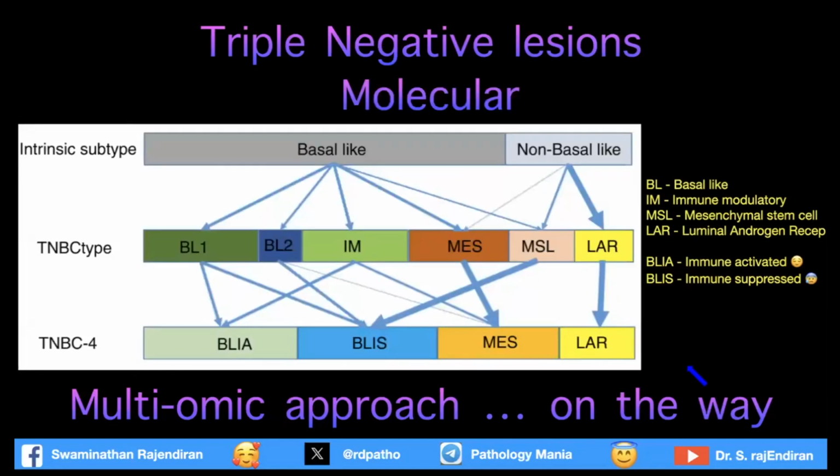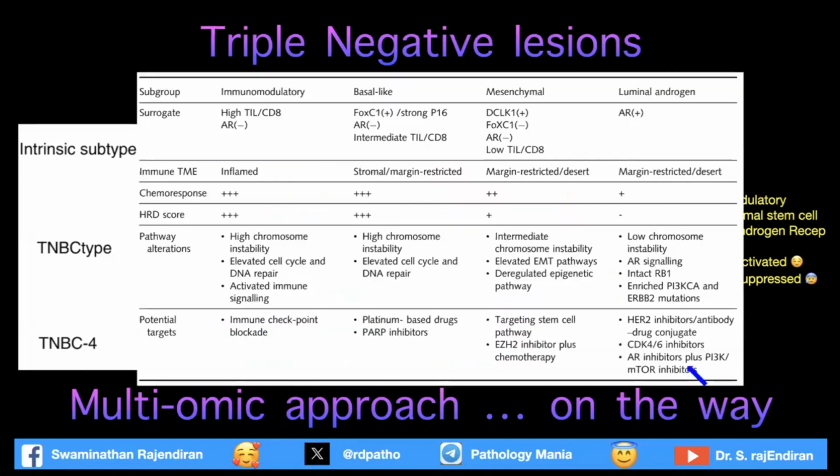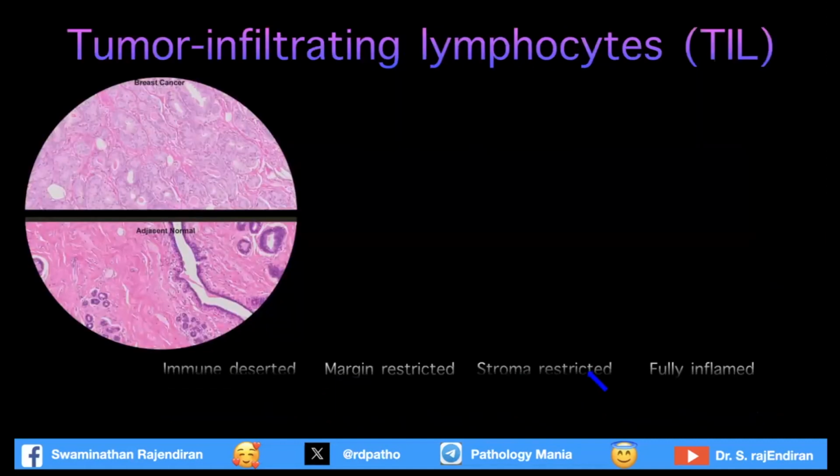You take a picture of this. And why is it important? Because of the potential targets. For immunomodulatory, you have to use immune checkpoint inhibitors; for basal-like, platinum-based agents or PARP inhibitors. For mesenchymal, it is EZH2 inhibitors or targeting the stem cells. For luminal androgen, AR inhibitors. So that's why it is very, very important to know the molecular classification.